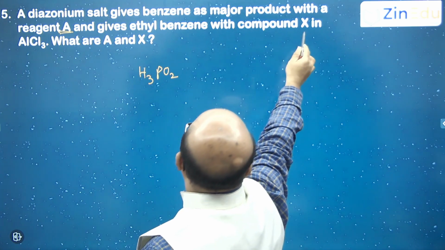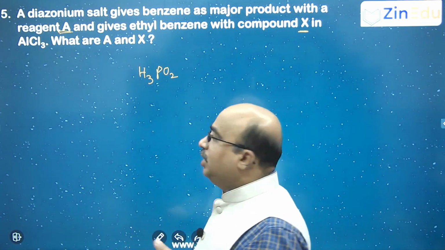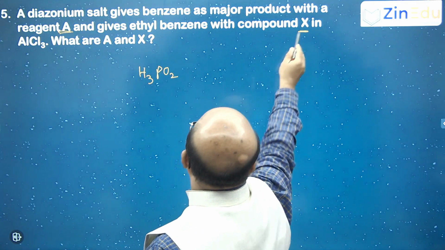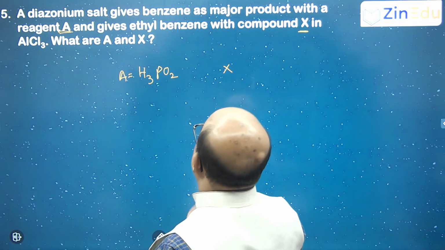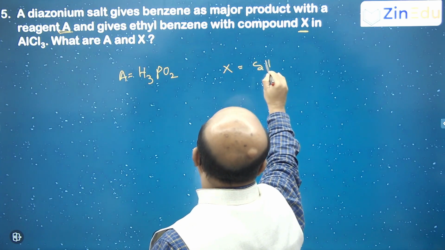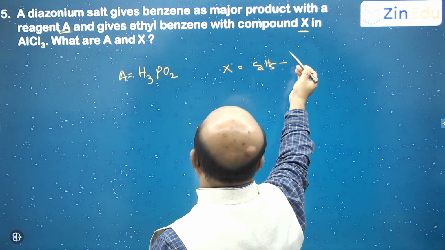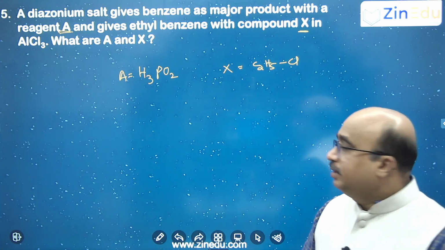So that is nothing but your alkyl halide, a Friedel-Crafts alkylation. So A has to be this, and X is nothing but C2H5 with some halide. You can write chloride, bromide, or anything.